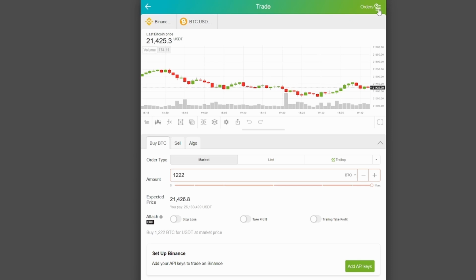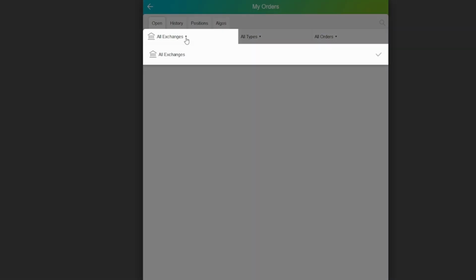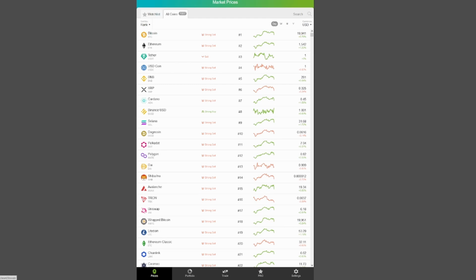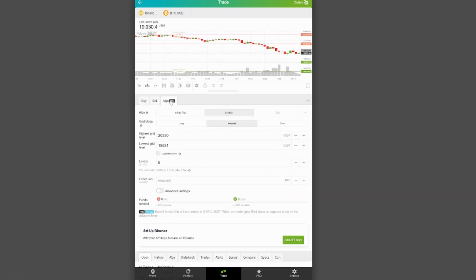Well, we can actually see in the top right orders, and this will show all the orders, so open, history, positions, and algos, which is cool. It'll show a big list of them. You can search by exchanges, types, and orders. So you can also use the GoodCrypto app for bot trading. So if you go to trade here on the app, you can see that there is a buy BTC, sell, and algo. If you go to the algo, you can see that it's a pro feature, and you can also see that there's many different options and features here along with the bot trading feature.